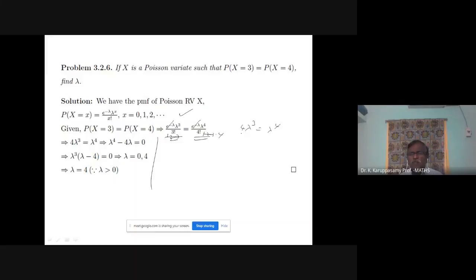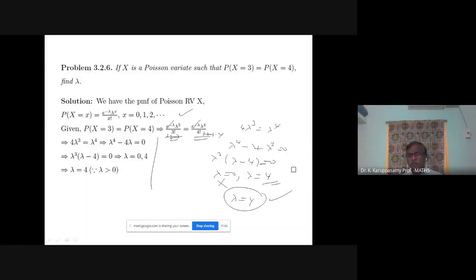In the remaining terms, in the denominator we have a 4; bring 4 to the left side, 4 lambda cube. Right side lambda power 4. If we bring this term to the other side, lambda power 4 minus 4 lambda cube is equal to 0. Taking lambda cube outside, lambda equal to 0 or lambda equal to 4. But lambda equal to 0 is not possible because lambda is a positive quantity. Therefore, the answer is lambda equal to 4. So your lambda must be a positive number.